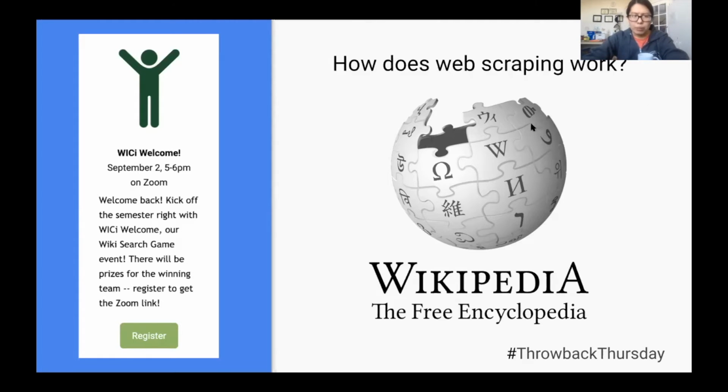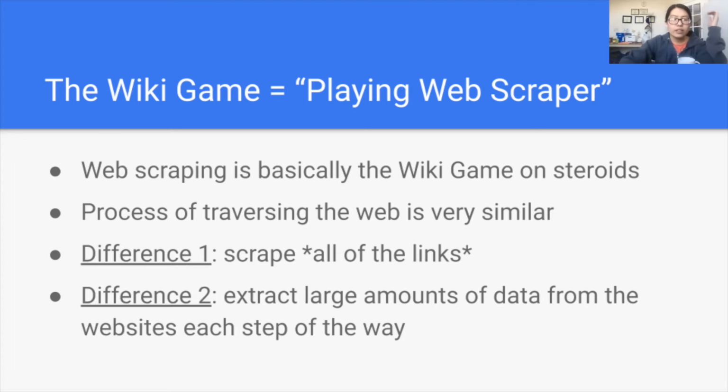Basically, what we're going to do is we're going to play the wiki search game. Basically, the mechanics of the game, right? We have to start in a location and then branch out from there. And that's actually really similar to how web scraping works, specifically the crawling portion.